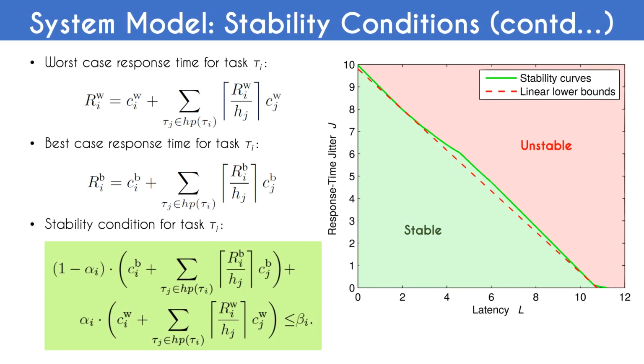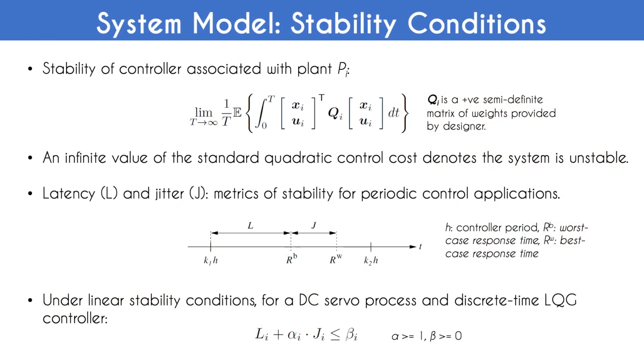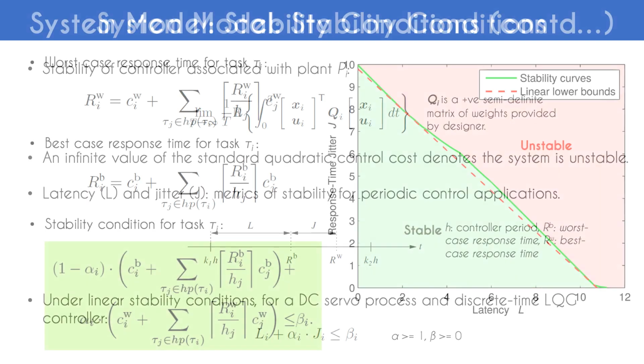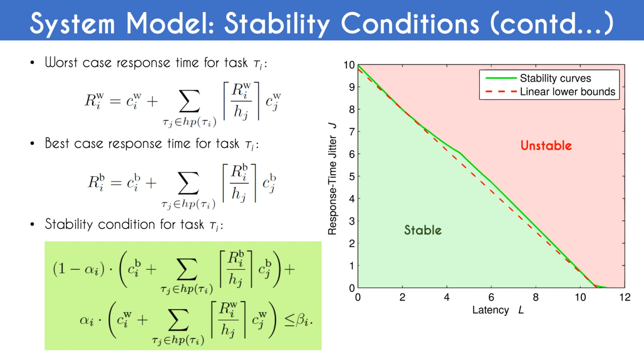So this is the plot of latency and jitter, as you can see. As you have seen from the equation, it's a normal linear equation, and that's exactly what you can see in the graph. And if from the rate monotonic scheduling formula we substitute the worst case response time and best case response time into the equation, then overall this is the stability condition that includes the temporal properties of our physical system.